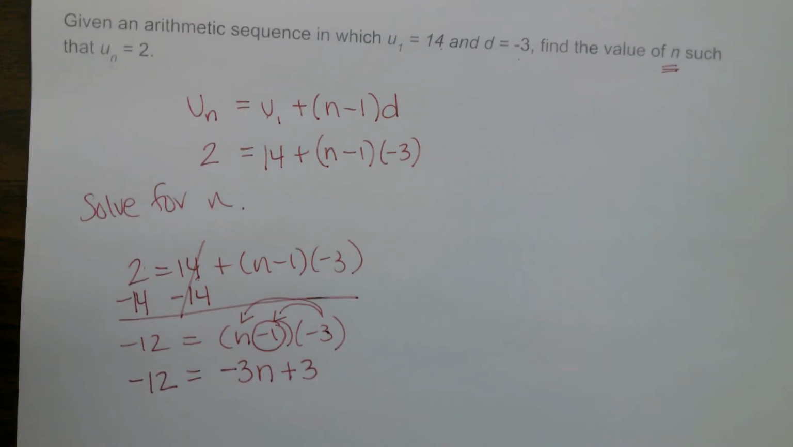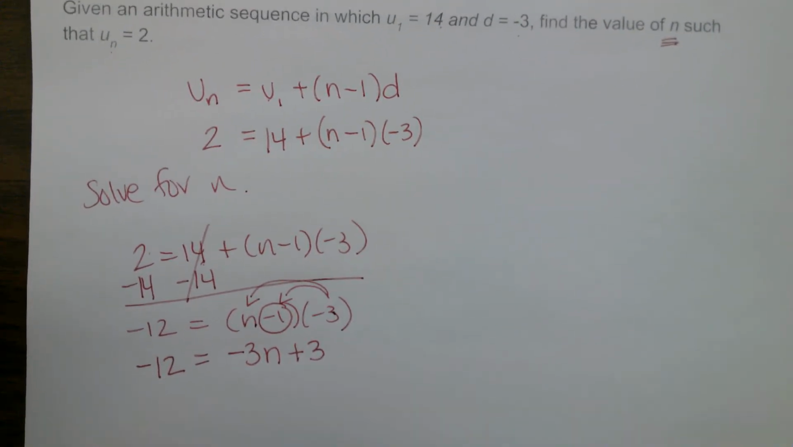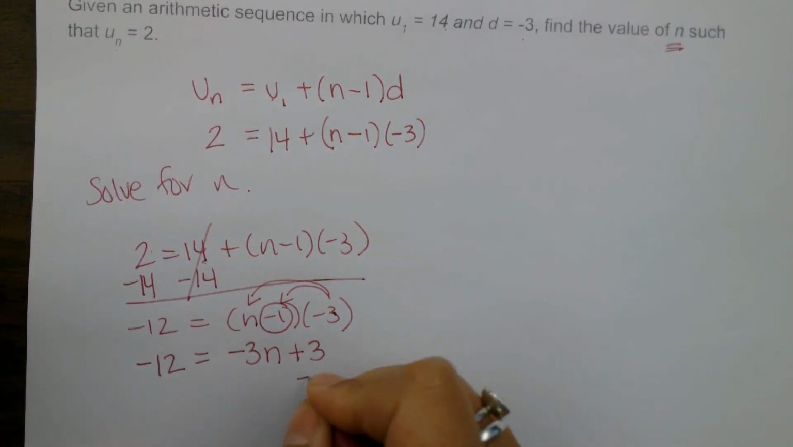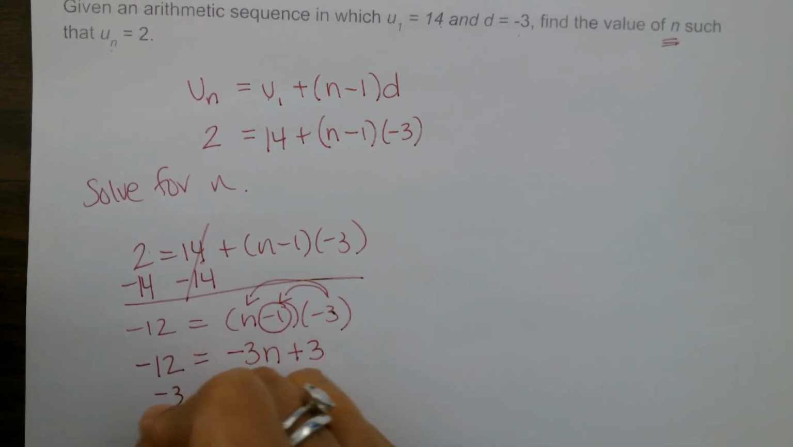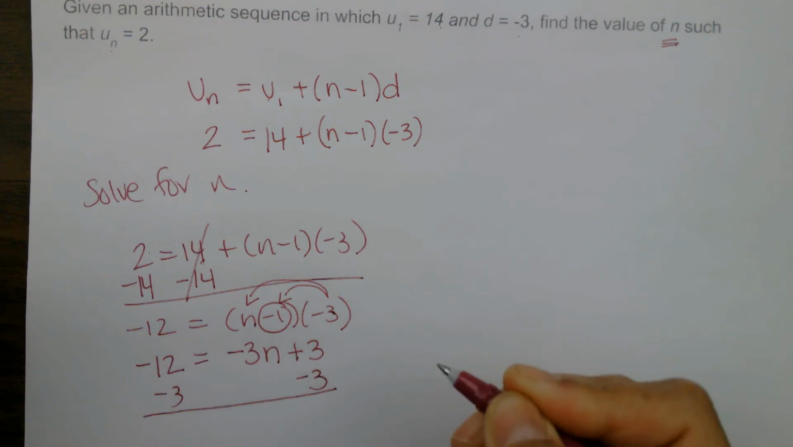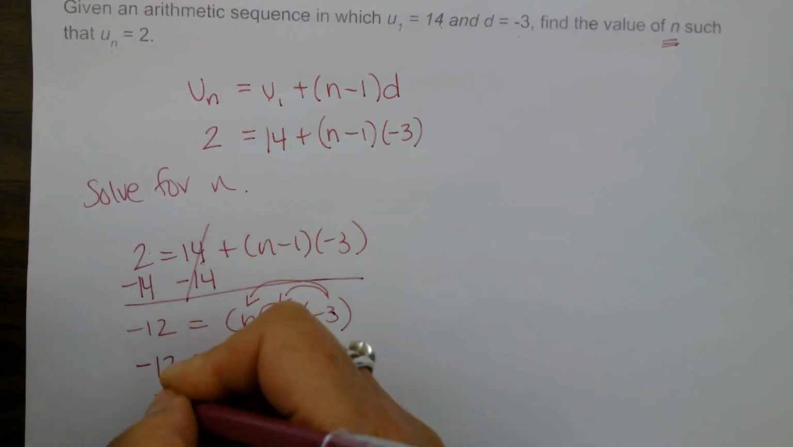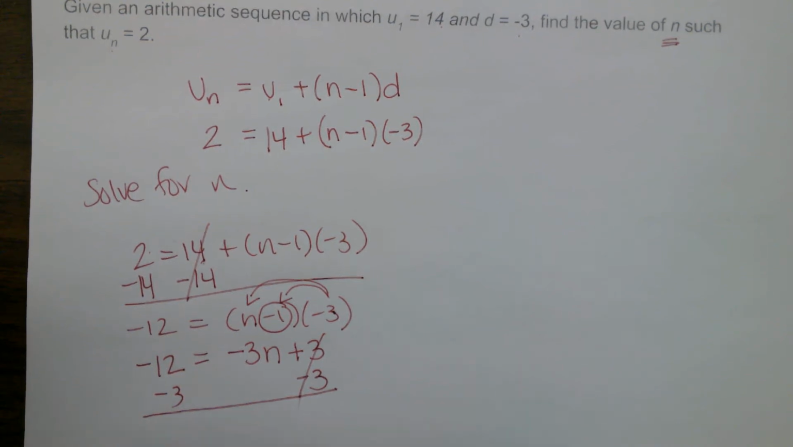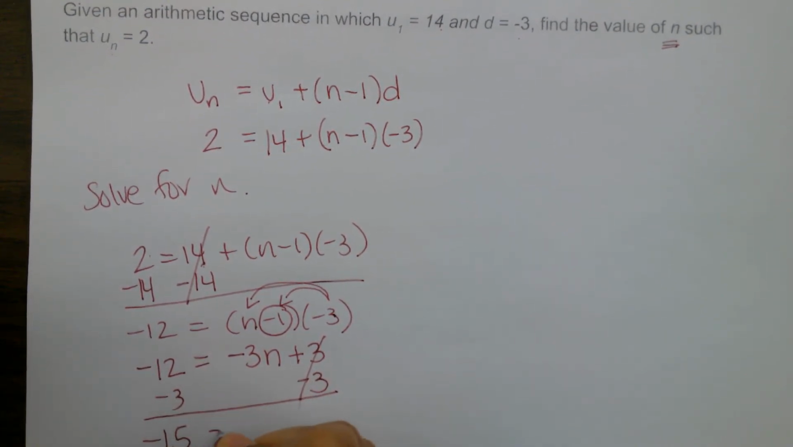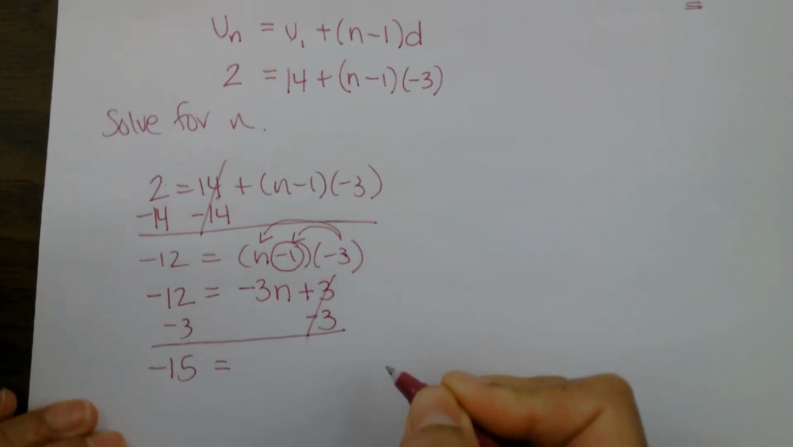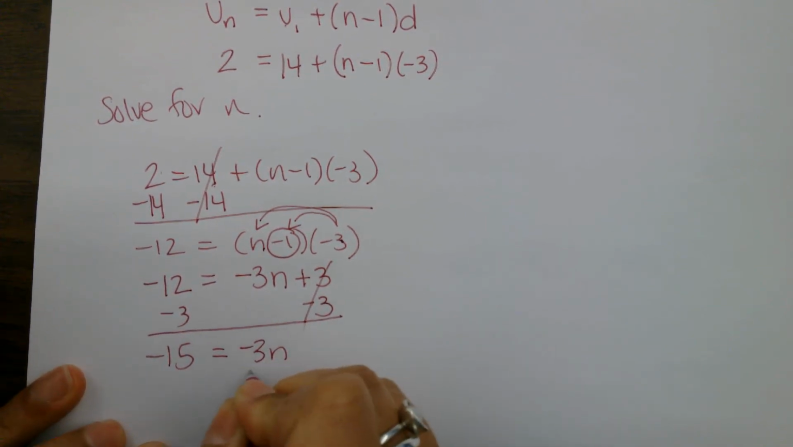Now becomes your two-step solve. We worked a lot on this in algebra. We have to subtract 3 from both sides. Do the addition subtraction first. Opposite signs, they can cross out. I now brought the 3 over to the other side. Negative 12 minus 3 is negative 15. Bring down your equal sign, 3n.